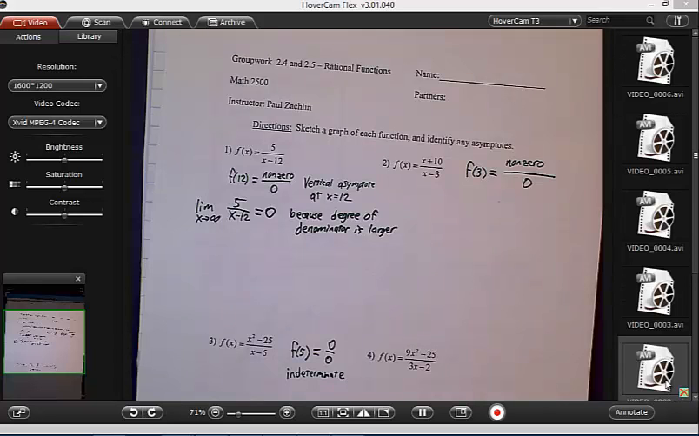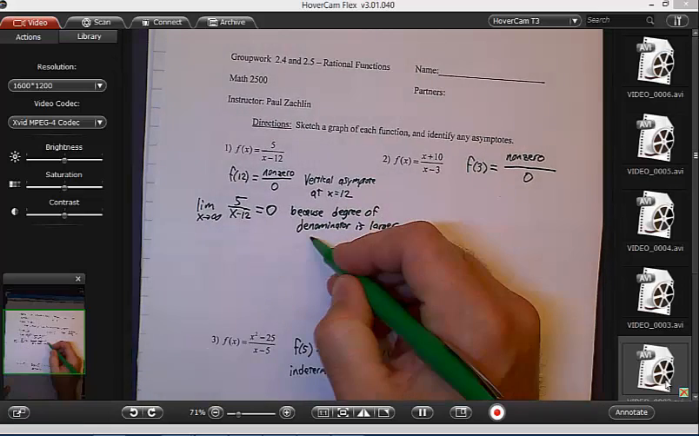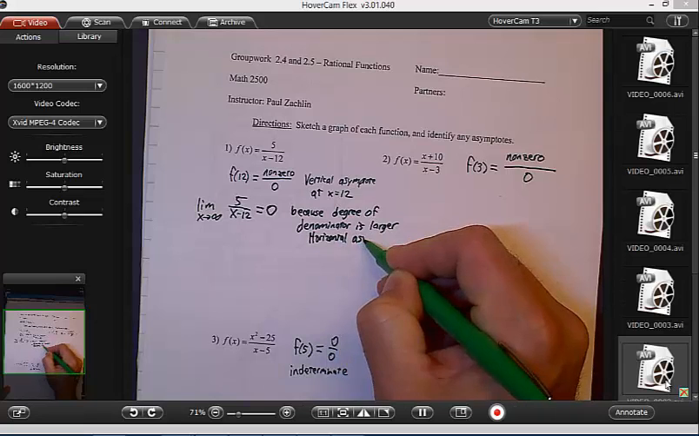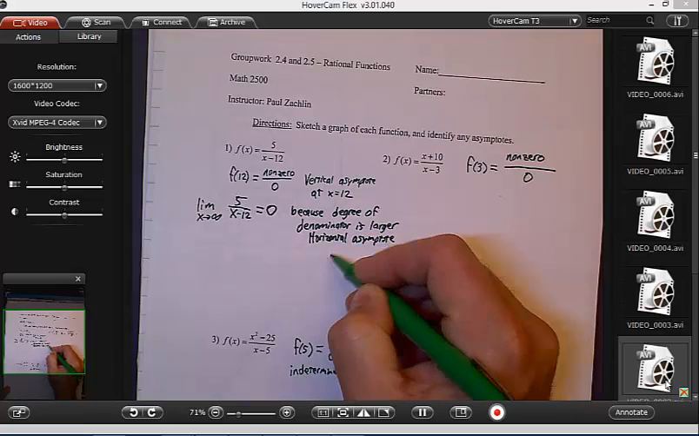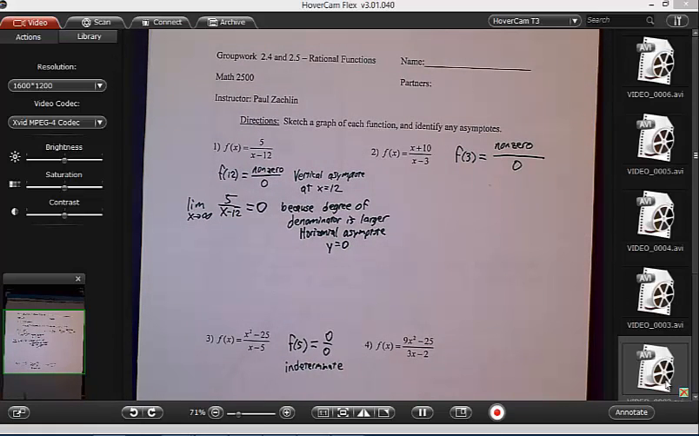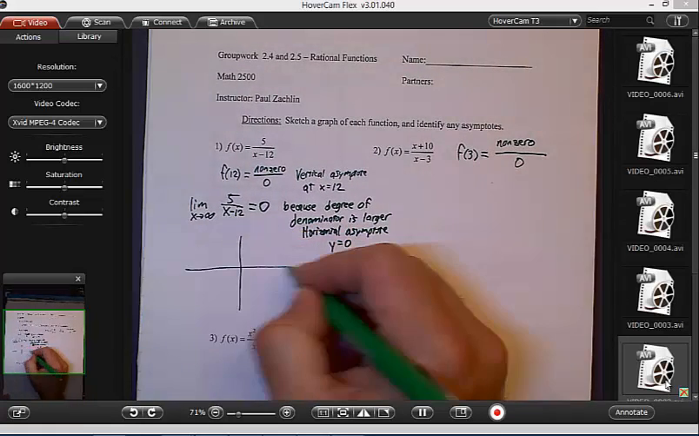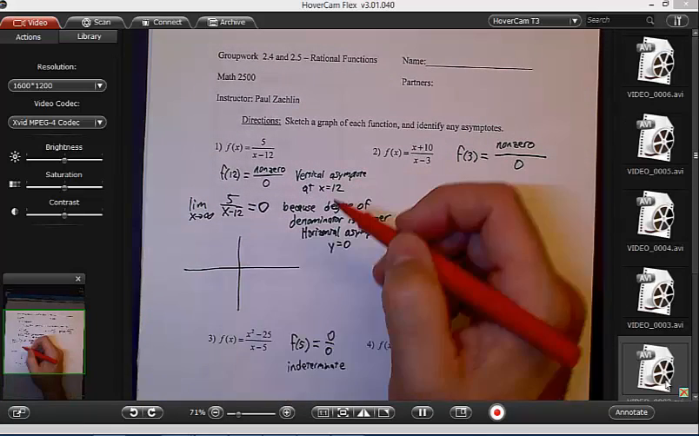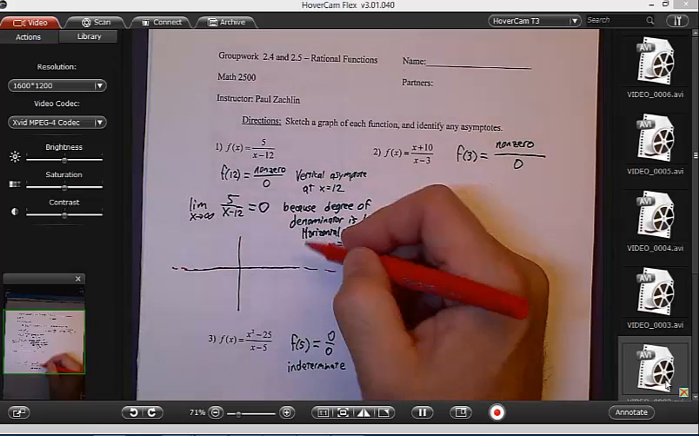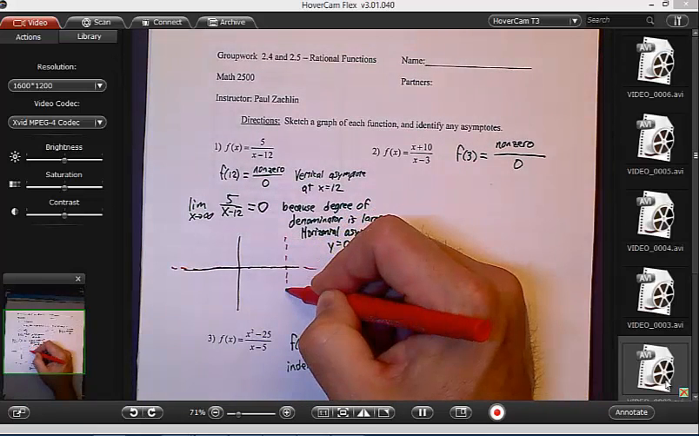I'm going through, yeah, I have a vertical asymptote at x equals 12, but I also have a horizontal asymptote. And so, again, the algebra way to say this would be horizontal asymptote where? Y equals 0, right? And so when I go ahead to sketch a graph, probably the first thing I'll do is I'll draw the asymptotes. So I have a horizontal asymptote here at y equals 0. I have a vertical asymptote at x equals 12.